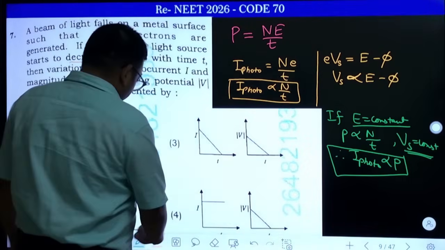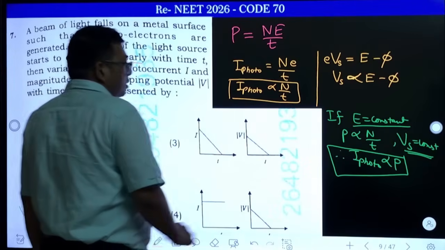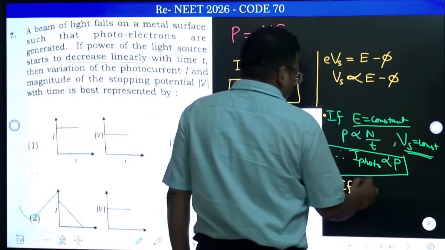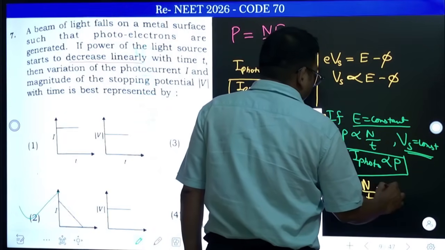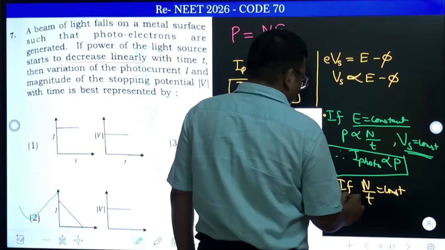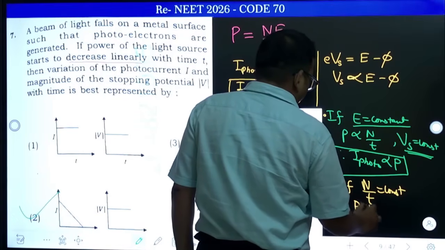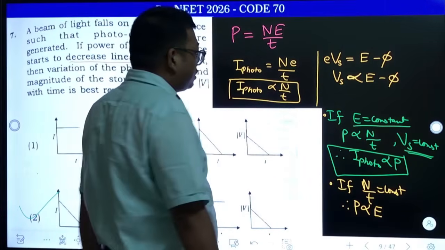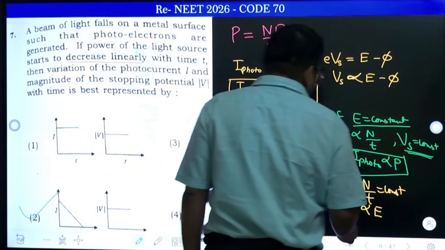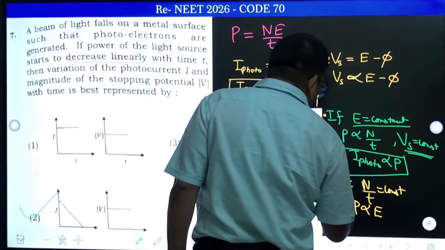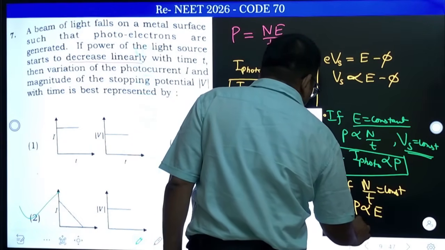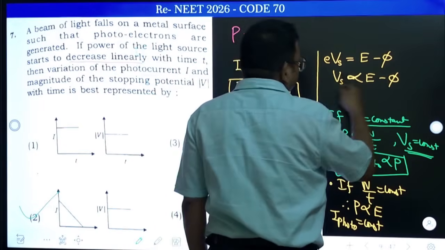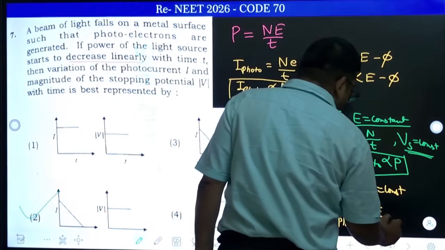But there are other possibilities also, so two possibilities are there. If n by t is constant, then power will be proportional to E. So that means energy is decreasing, right? Energy is decreasing, this is constant. So in that case photocurrent will be constant. But because E will be decreasing linearly, this will also decrease linearly.